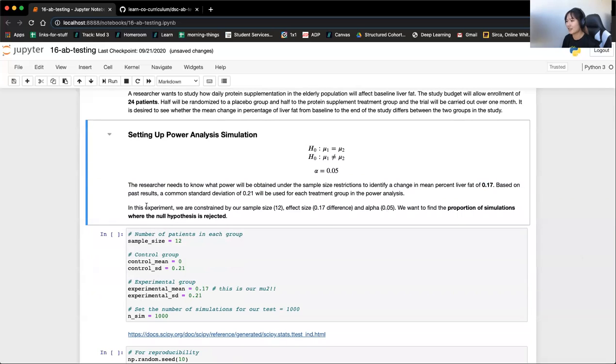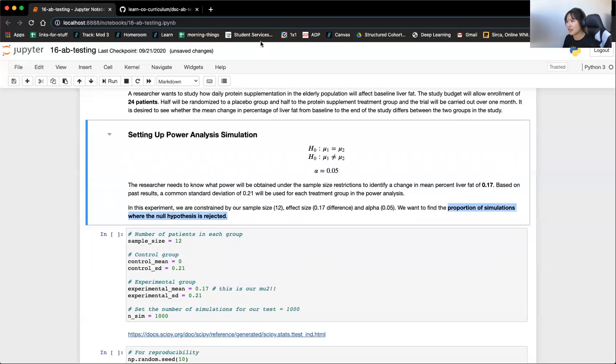So here it says, in this experiment, we're constrained by sample size, effect size, and alpha. And the code that goes on after this is the hard coding of determining the power of the test. I think it's a good way of showing how we get that number for power. So power of the test is the proportion of simulations where the null hypothesis is rejected.